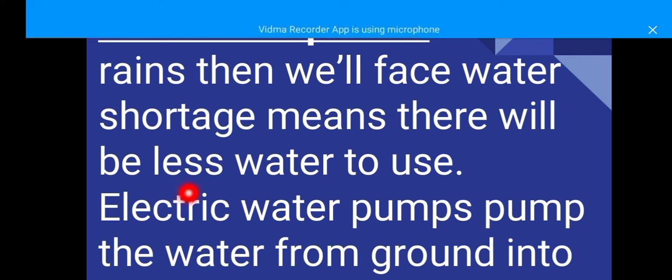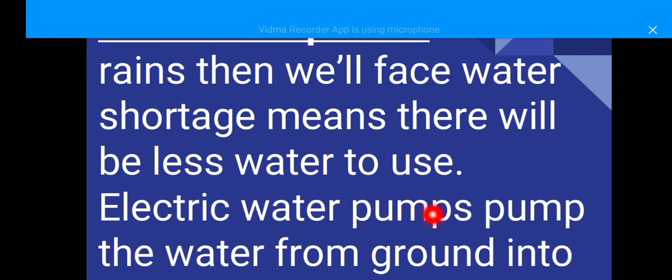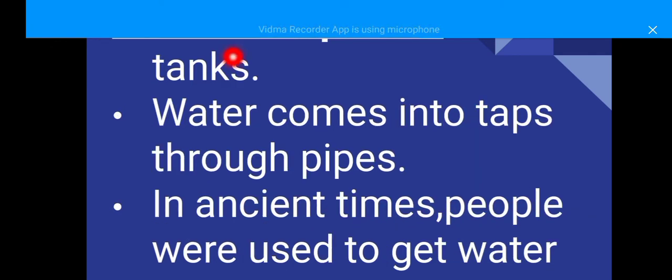The next line is: electric water pumps pump the water from the ground into tanks. The huge electric pumps pull up the water from under the ground into our tanks, which are made on our roofs. The next point is that water comes into taps through pipes. All the water which we get in our homes or in any place comes through the pipes. Keep this in mind.